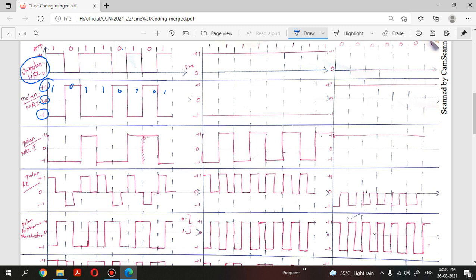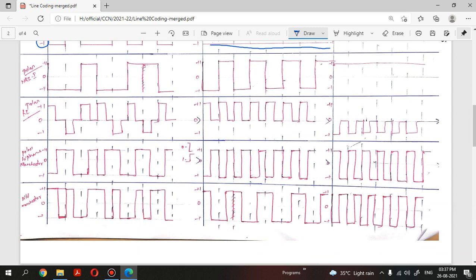Whereas, how will this NRZ level perform for baseline monitoring and DC component input, right? Baseline monitoring is about consistent ones. If I have consistent ones, as per the policy of NRZ level, I need to maintain consistent negative voltage for a longer period of time, and at the same time, if I get consistent zeros, I need to maintain consistent positive voltage for a longer period of time, right? So surely this will cause baseline wandering and a DC component problem, right?